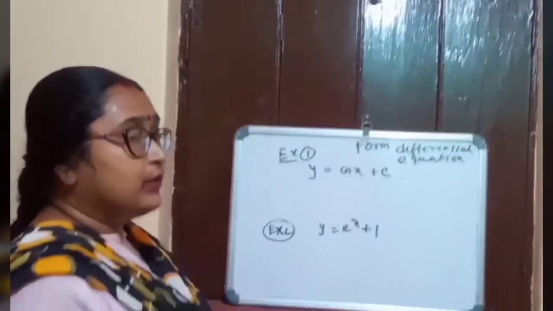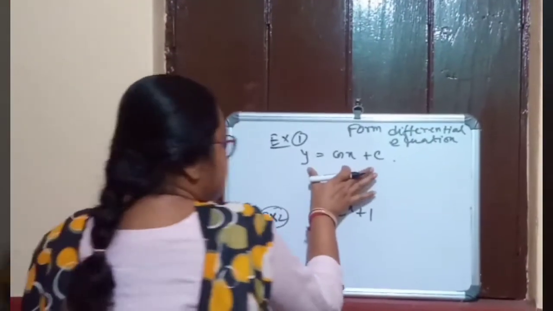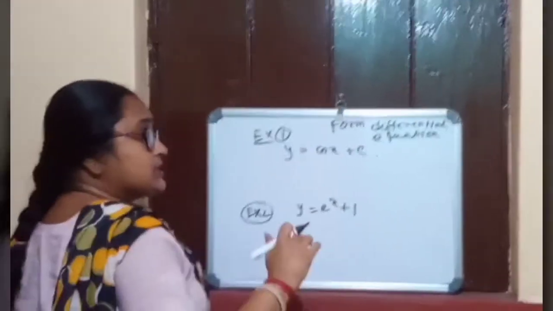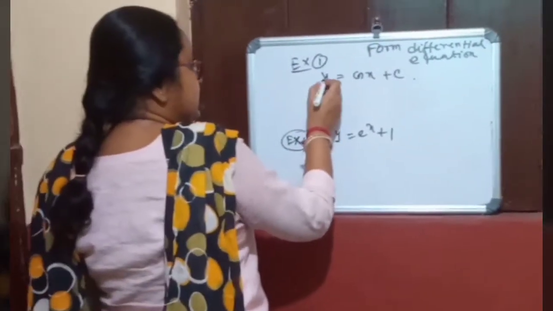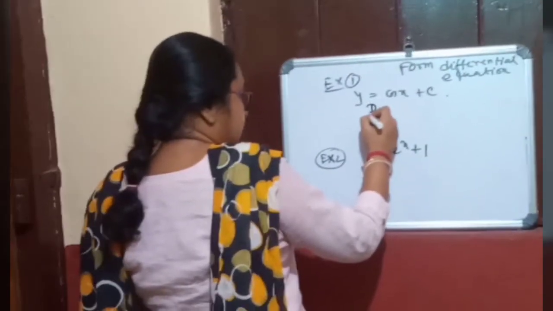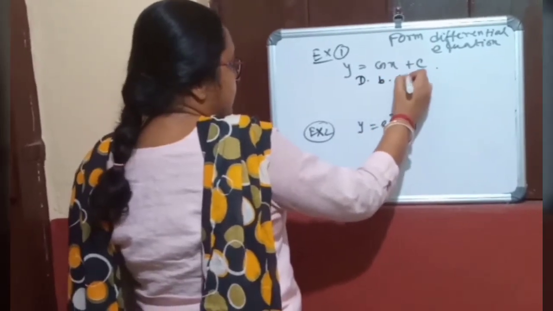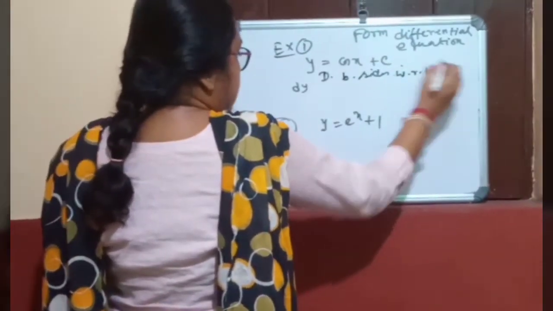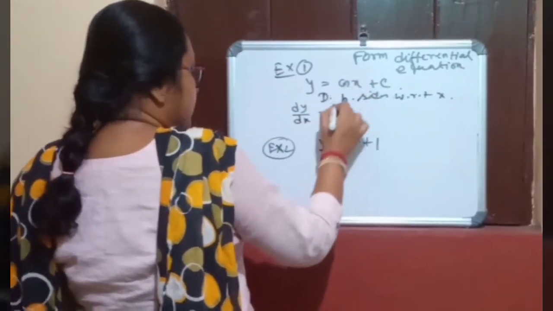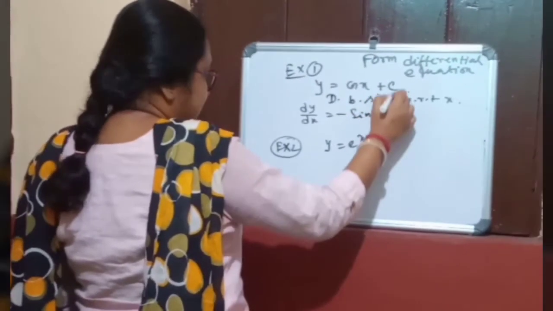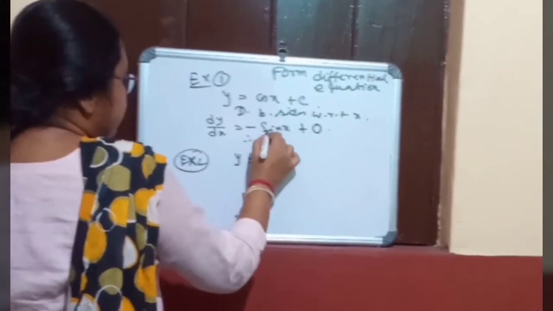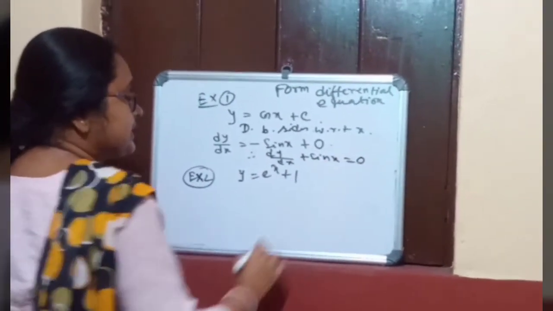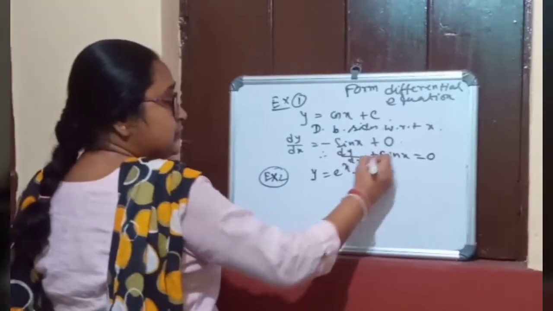What is the way to form a differential equation? Suppose this is an equation: y = cos x + c. And what is the differential equation? At first, you differentiate both sides. The differentiation of y with respect to x is dy/dx, which equals the differentiation of cos x, which is −sin x, and the constant gives 0. So the differential equation is dy/dx + sin x = 0. This is my differential equation.